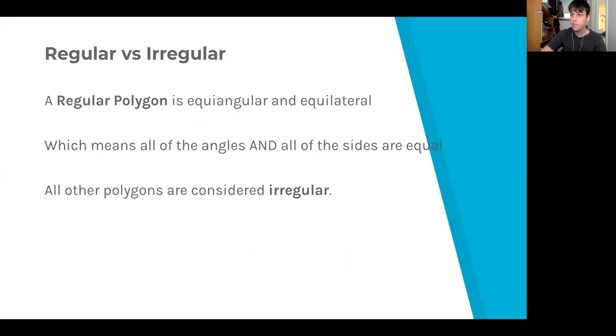Regular versus irregular. This is another descriptor that we can give of our polygons. A regular polygon is equiangular and equilateral. So all the angles are equal, all the sides are equal. If it doesn't have both of these characteristics, we call it irregular. Pretty simple idea. We're familiar with a lot of regular polygons. Usually when you think of a hexagon or octagon, you think of a regular polygon, right? In fact, let me go ahead and draw a regular octagon, or at least my best ability to do it. Hopefully it sticks out to you as something that you recognize.